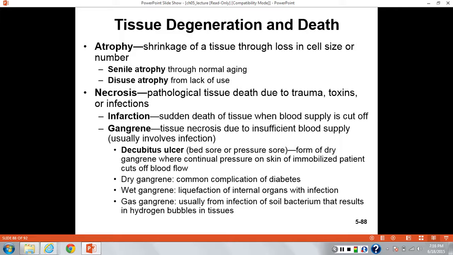Wet is more dangerous, alright? And then gas is the most dangerous because you form air pockets or gas bubbles. And if you don't amputate it or debride it and get that dead tissue out, your patient is going to die from sepsis, because his blood count is going to go up so high that he's going to die.